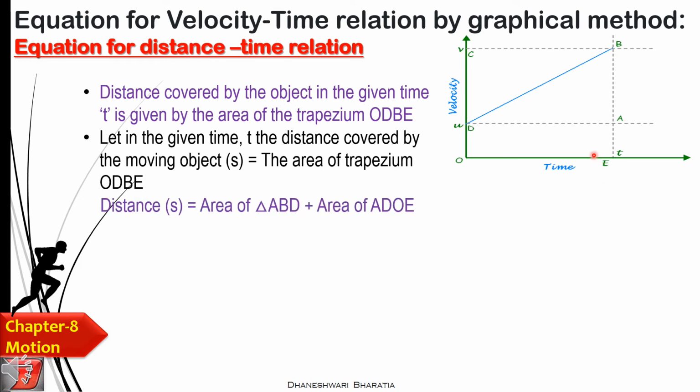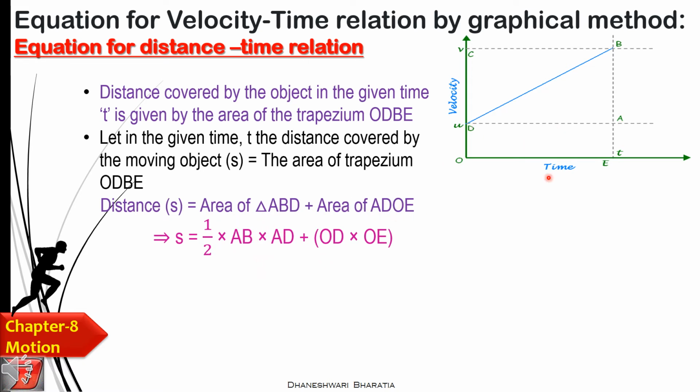And we know that the area of the trapezium will become the area of triangle ABD plus the area of rectangle ADOE. How to find the area of a triangle? Half into B into H. Yes. So half into B. What is the base? AB. And what is the height? AD. Here you can see.